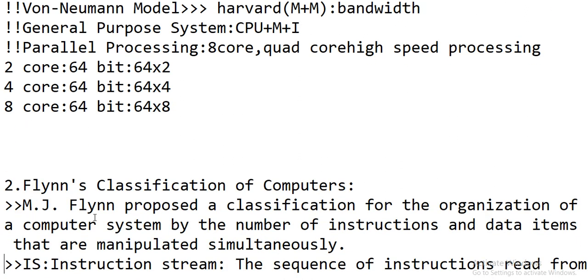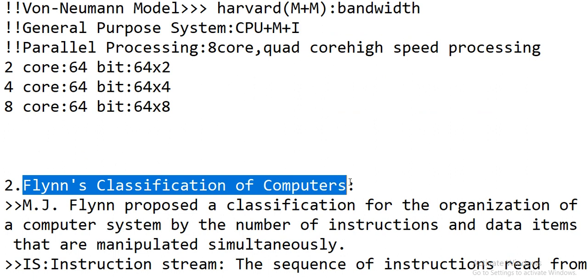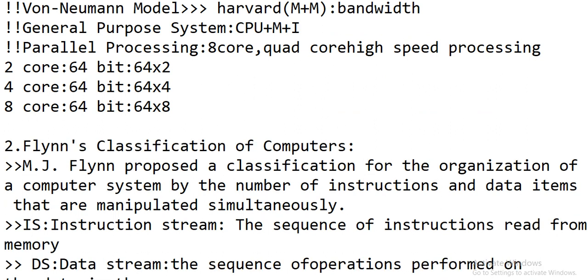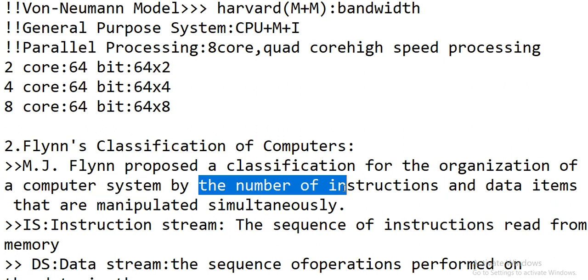Now the next classification is the Flynn classification. The Flynn classification of computers is based upon how instruction and data are streamed. On the basis of streaming of instruction and data, the Flynn classification has 4 types. How did this concept come into the picture? M. J. Flynn was the person who proposed the classification of the organization of a computer system on the basis of the number of instruction and data items manipulated simultaneously, meaning instruction and data streamed simultaneously. On that basis Flynn classified computers into 4 types.